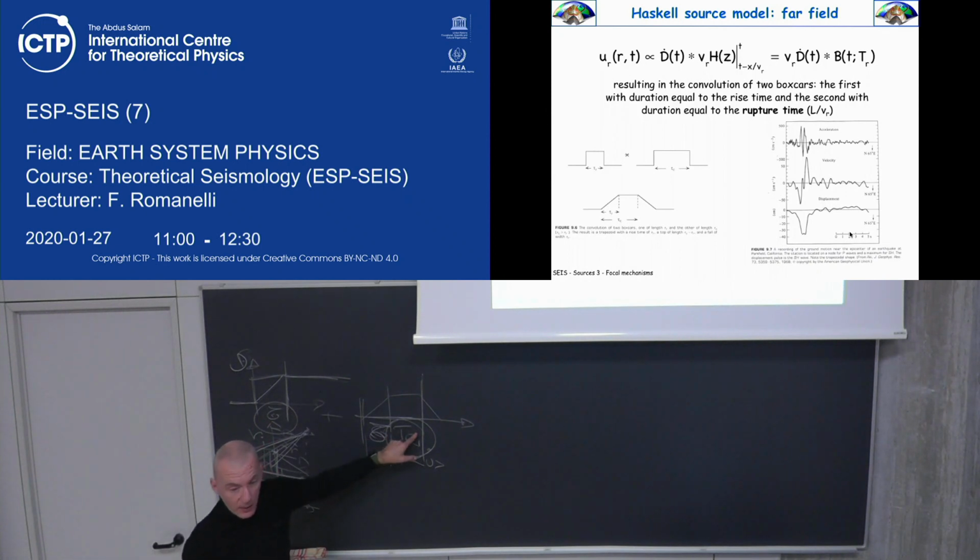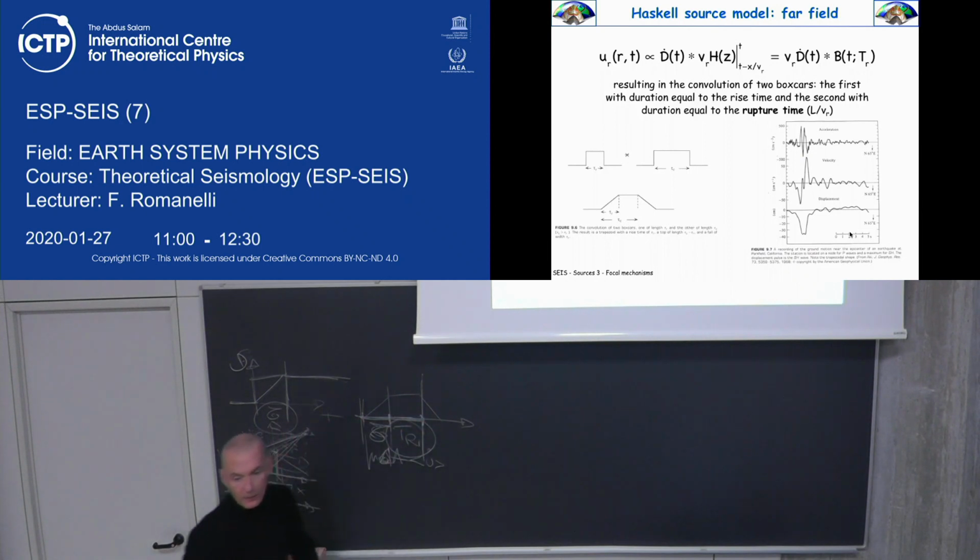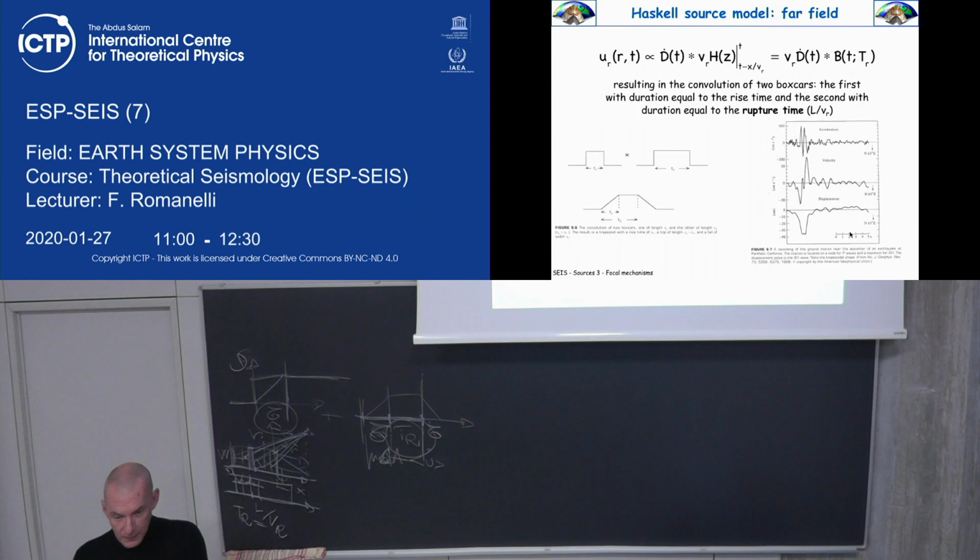Tau plus TR. Usually, this is longer than this. Okay, convolution. Can you imagine the two squares that are crossing and then left? So this is tau TR, this is tau. Now, that's tau TR. Is that fine? Tau T, tau C. In another slide, it will have a different name as well. But let's physically agree on the two things: rise time, rupture time. Is that okay?